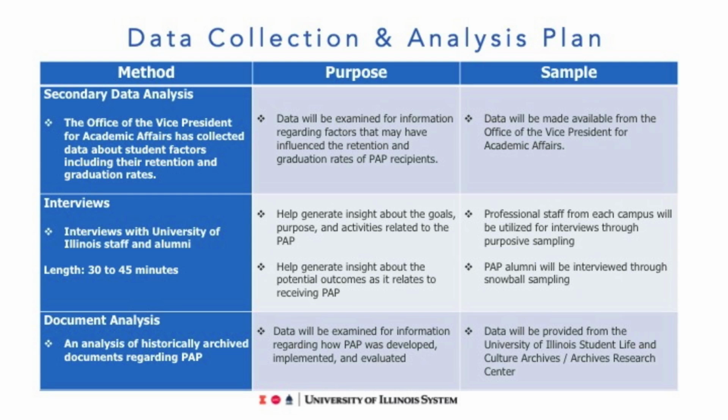Here is a breakdown of how I plan to gain information. Real briefly, I'll be conducting 3 types of data collection, and that will be one, again, the secondary data analysis from the data provider from the Office of the Vice President for Academic Affairs. Two, interviews with several University of Illinois staff, administrators, and primarily alumni who have received the President's Award Program scholarship. And three, document analysis, for which I'll be receiving archival data from the Archives Research Center located on the Urbana-Champaign campus.